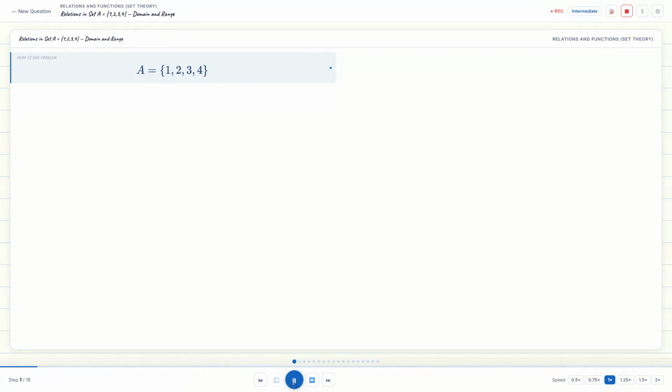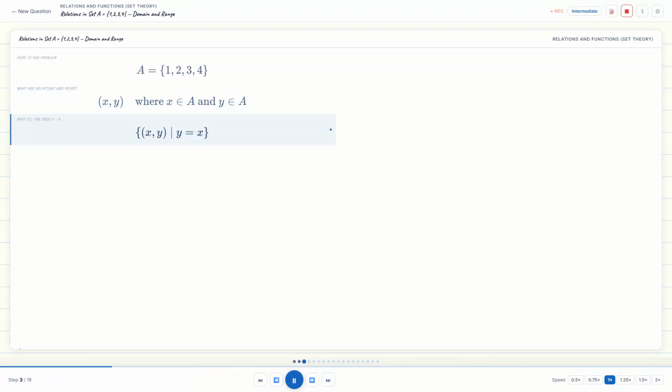We have a set A with the numbers 1, 2, 3, and 4. We need to find pairs of numbers from this set that follow special rules. A relation is just a list of pairs. Each pair has two numbers, x and y, and both must come from our set A.